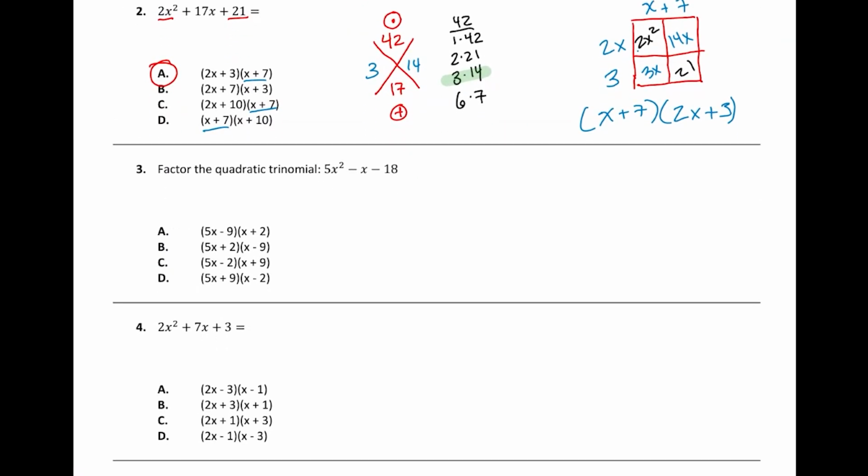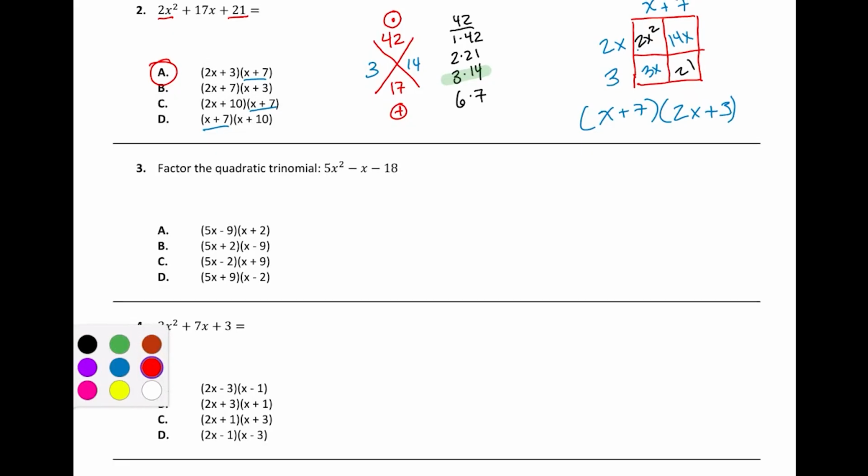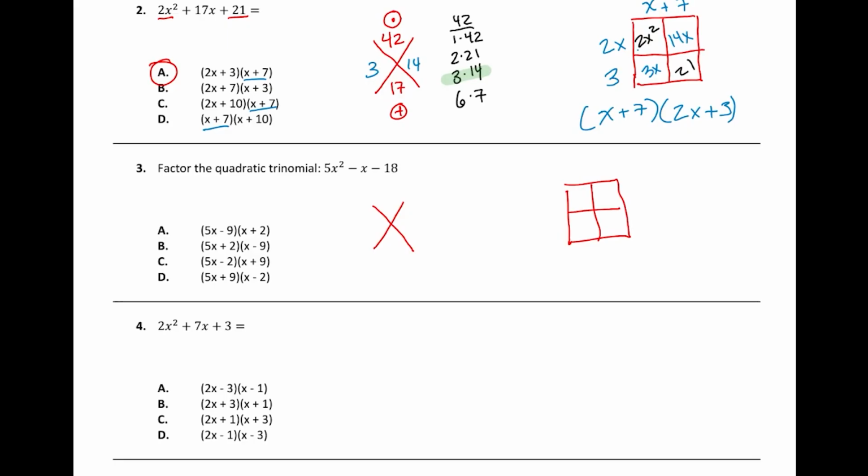For number 3, we'll approach this the same way. And really, again, we'll work all these problems basically the same way. Okay, so I'm going to set up my box, or my area model. I'm going to write 5 times negative, I might have to do a little scratch work here, or you could just use your calculator. But 5 times negative 18 is negative 90, and the middle term is negative 1.